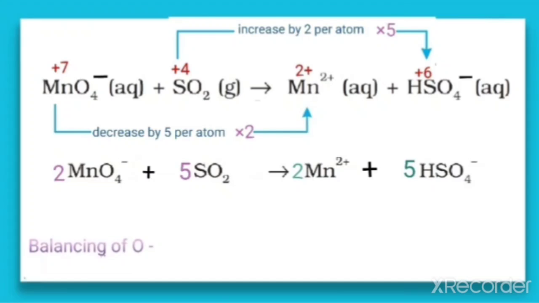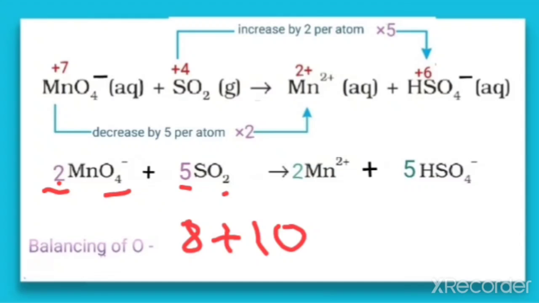Now in the acidic medium, how to balance the oxygen? Better find out how many oxygens are there on the left hand side and the right hand side. When you find it here, it is twice MnO4 negative, that means 2 here and 4 oxygen are there. So how much oxygen is there here? That is 8. Now plus here 5 is there and here 2. That is 5 into 2, 10. That means the total is 18. Now what about the right hand side?